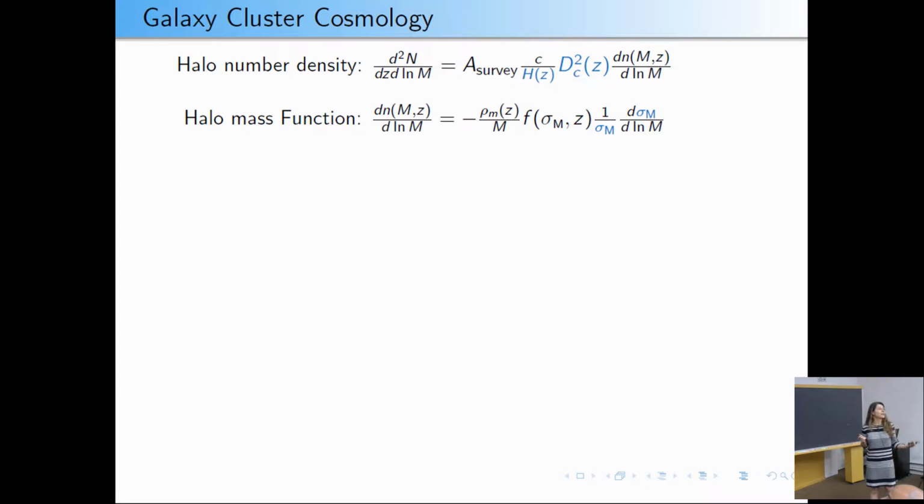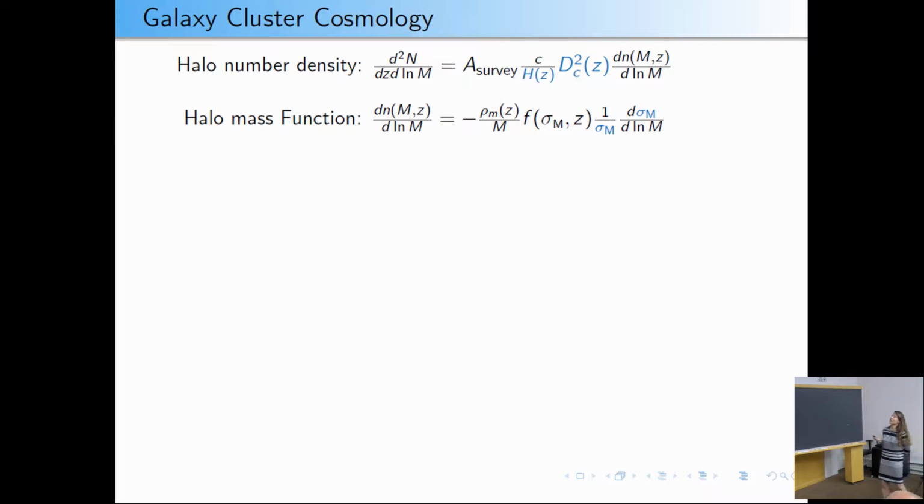And this depends on the area of your survey. Here, the cosmological dependency on these quantities appears on the Hubble function. This is the co-moving distance, okay? And this is the halo mass function, right? This is the mass density of the universe. Here I'm going to call the halo mass. I put here galaxy cluster cosmology, but as it comes from theory, we are talking about dark matter halos, okay? So this is the mass of the halo.